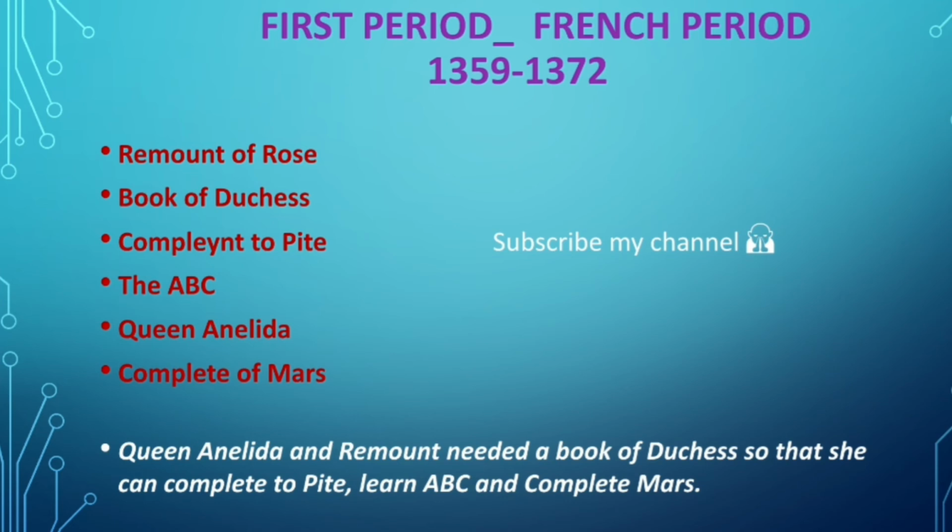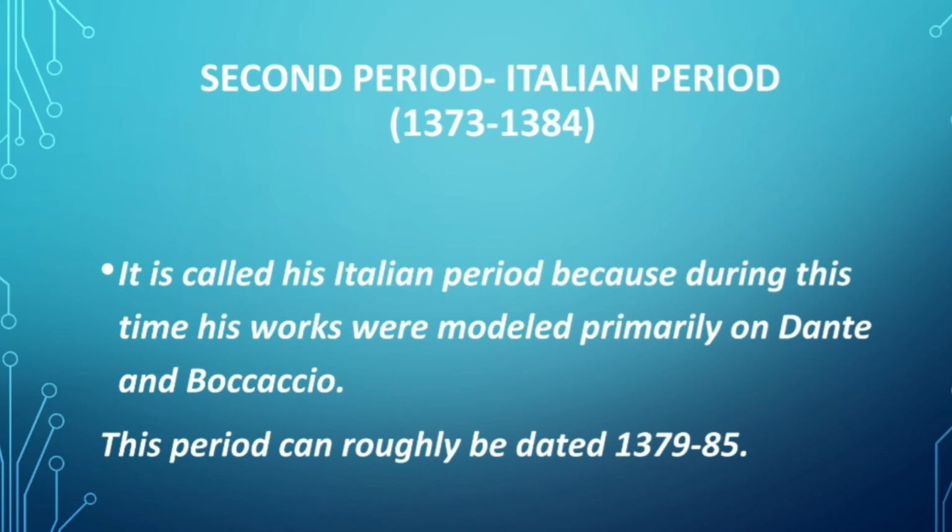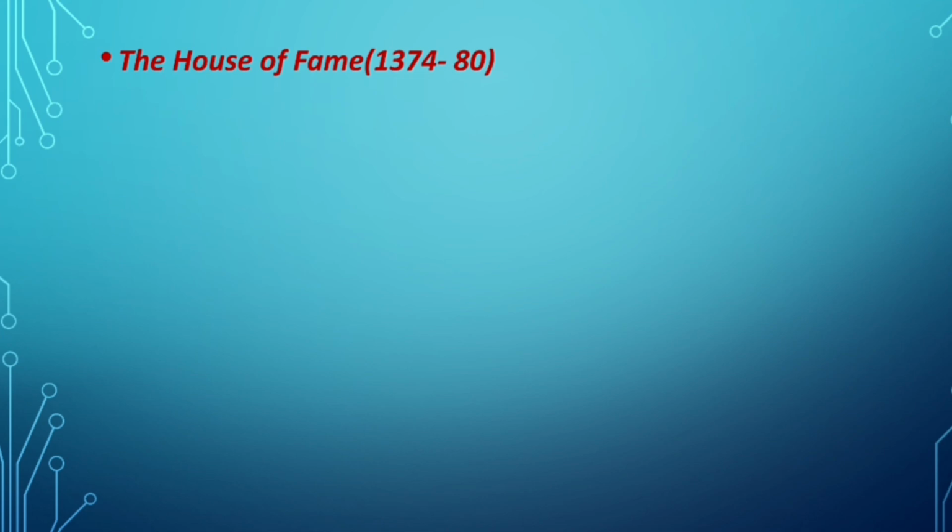The second period was the Italian period, 1373 to 1384. It is called his Italian period because during this time his work was modeled primarily on Dante and Boccaccio. So this period can be roughly dated from 1373 to 84, but at some places we also find the period given as 1379 to 85. So in this time period, which books did Chaucer write?